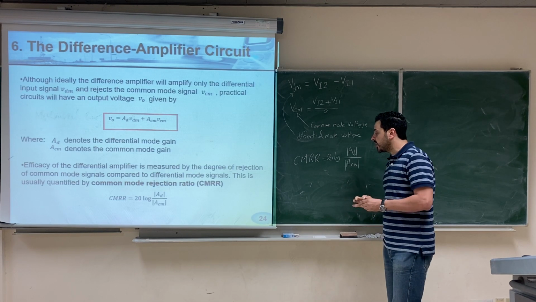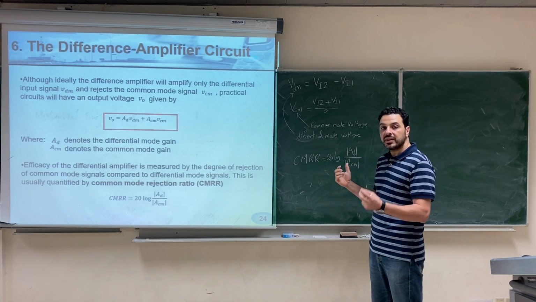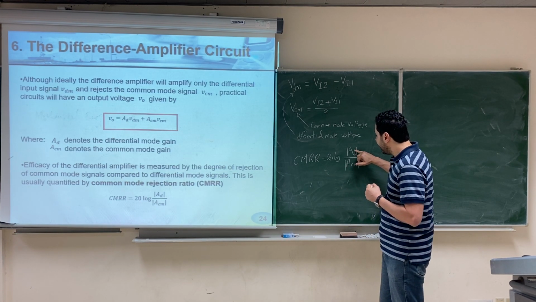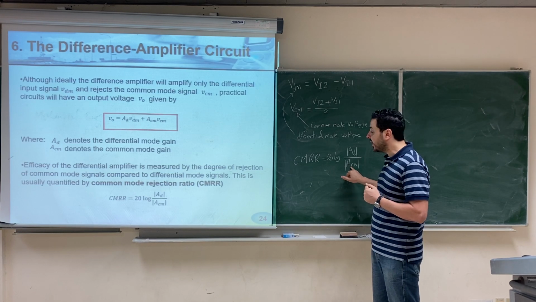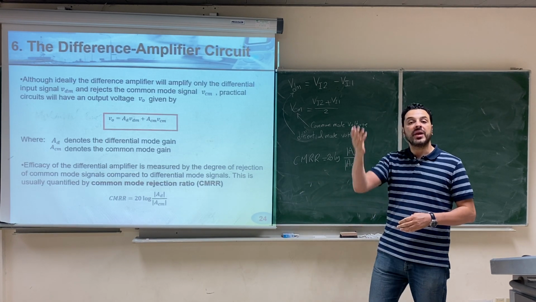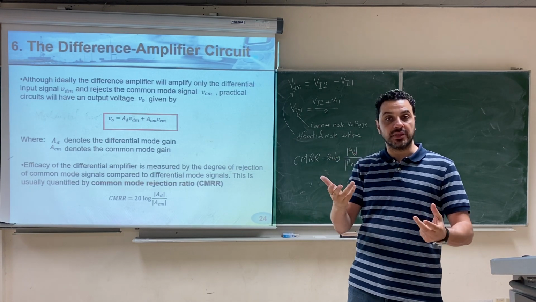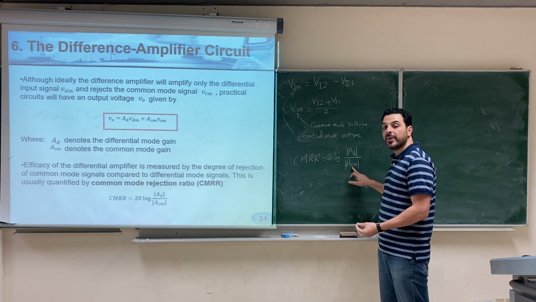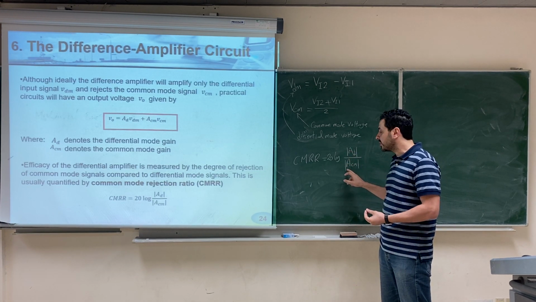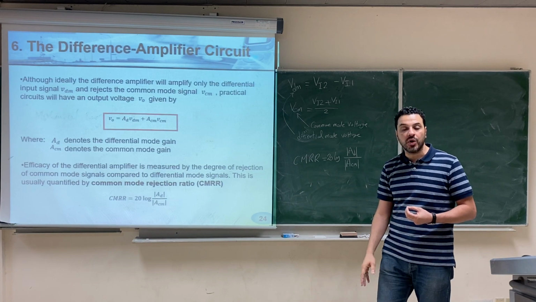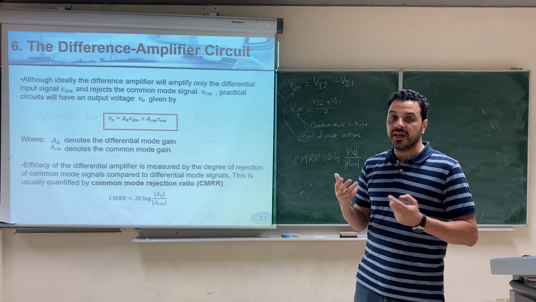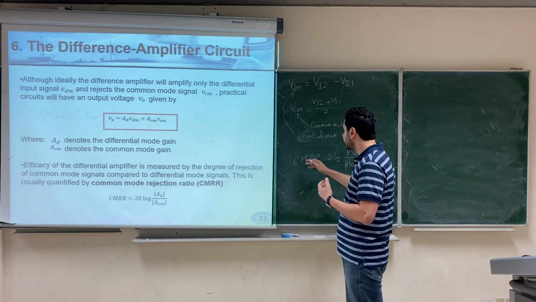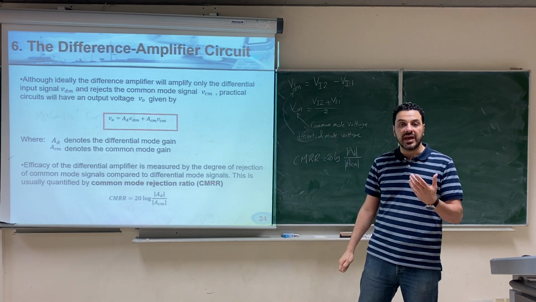So the common mode rejection ratio tells you how good your difference amplifier is. If the differential gain is much higher than the common mode gain, the common mode rejection ratio will be high, which means that your difference amplifier is good. But if the differential gain is close to the common mode gain or less than the common mode gain, the common mode rejection ratio will be very low, which means that your difference amplifier is bad. So as the common mode rejection ratio increases, it will be better. The higher the common mode rejection ratio, the better the difference amplifier.